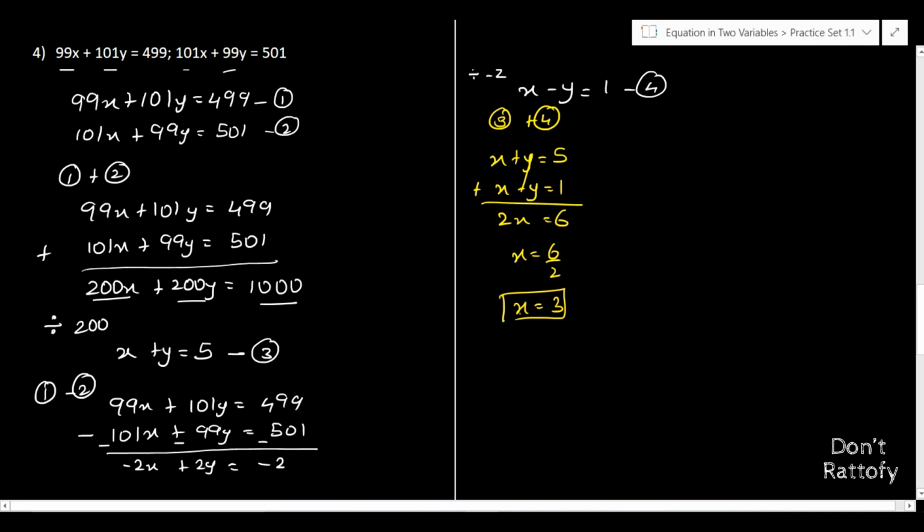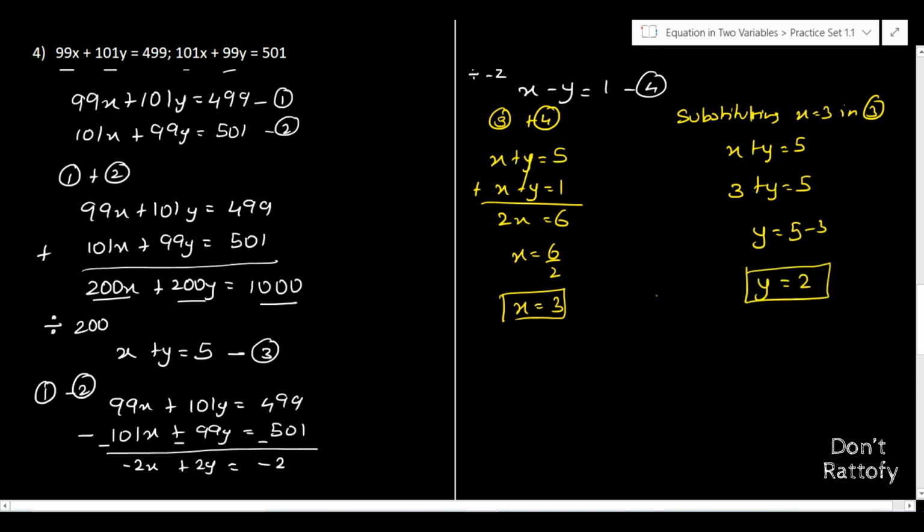Okay. Now I will substitute the value of x in, let's say, equation 3. If I substitute the value of x in equation 3, I will have, write it here, substituting x is equal to 3 in equation 3. So I will have x plus y is equal to 5. So instead of x, I will write 3 plus y is equal to 5, y is equal to 5 minus 3, and I have y is equal to 2. Here I have the value of x as 3 and I have the value of y as 2.